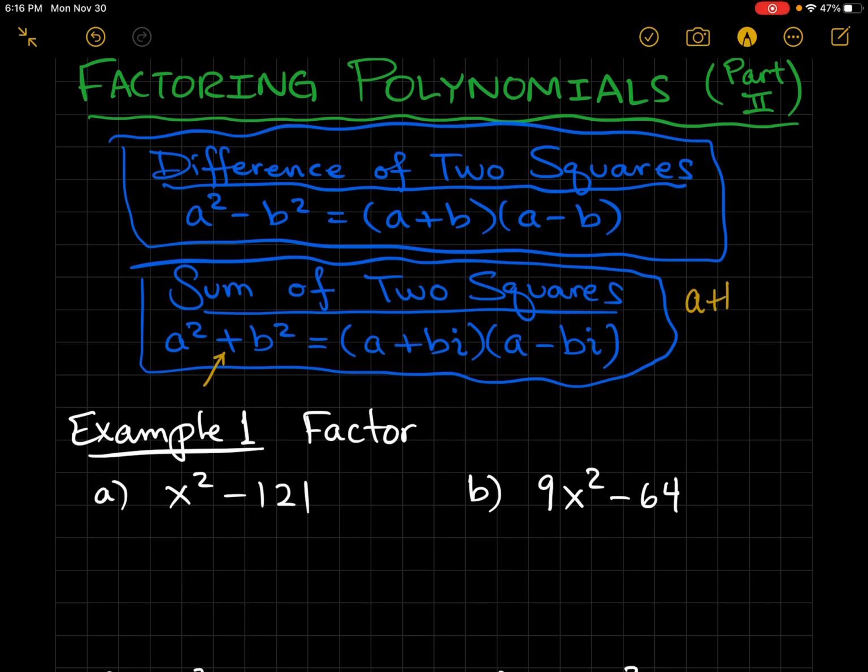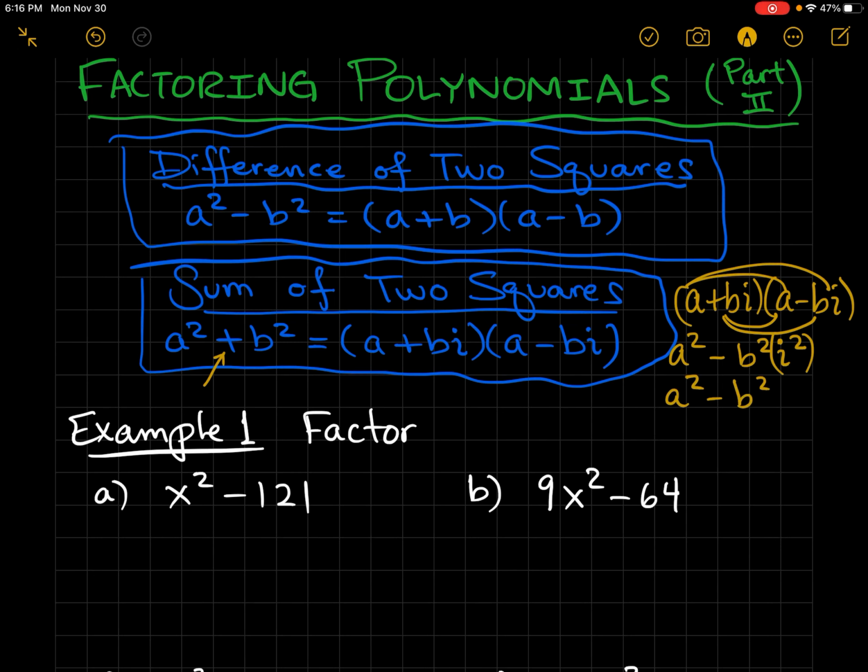If you multiply a plus bi times a minus bi, what you'll find is when we do first, we get a squared. Outer and inner will cancel. And then for last, we get a negative b squared i squared. And let's recall that i squared is negative 1. So that's how we get the plus 1. The negative times the negative, plus the b squared. So that's how that formula is derived.